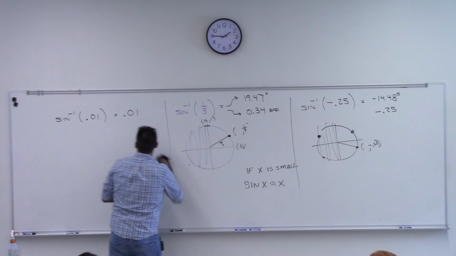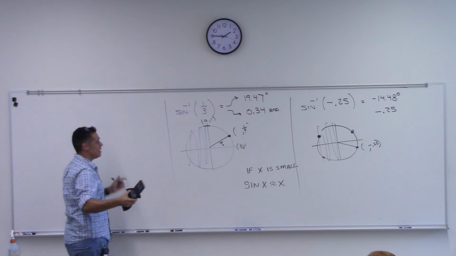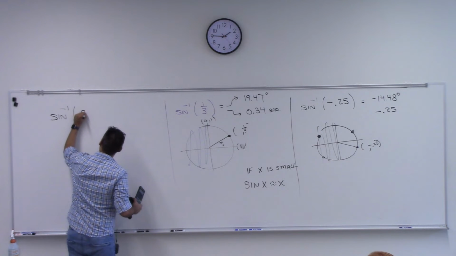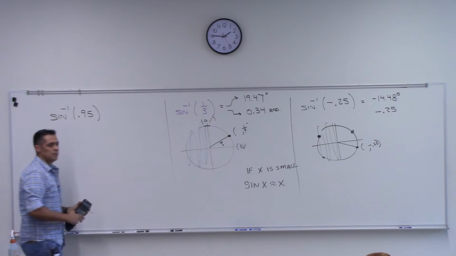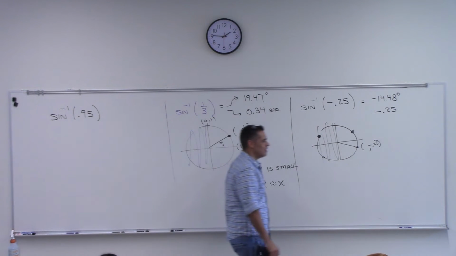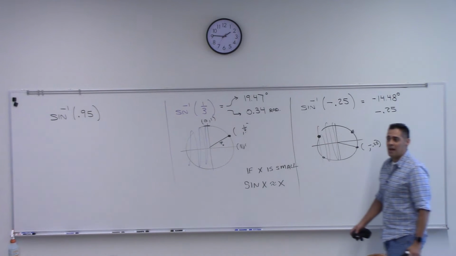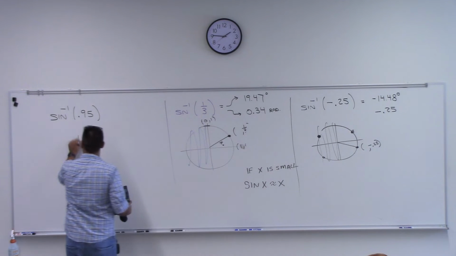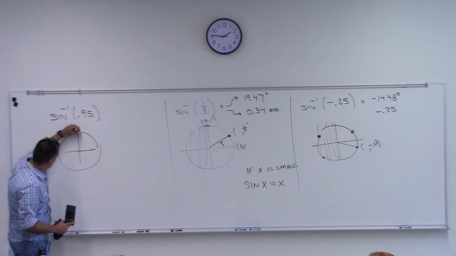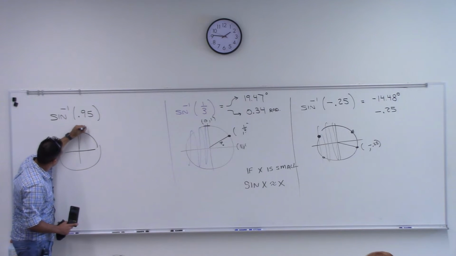All right, good. How about this? Let's do one more, just to prove to ourselves that it isn't always the case. How about if we do inverse sine of 0.95? So that's saying, where on my unit circle is my y coordinate 0.95? That's really close to being up here, isn't it? The y coordinate here, 0.95.